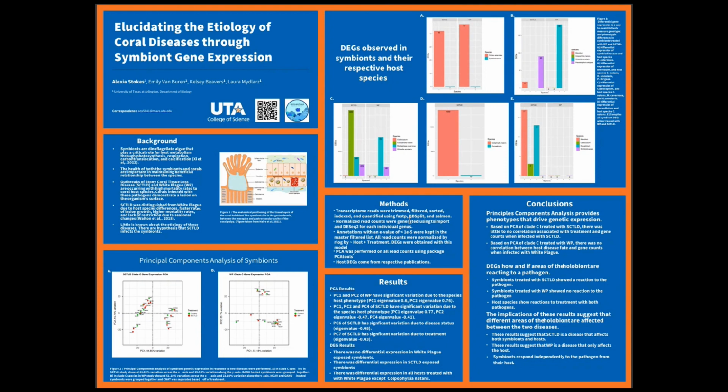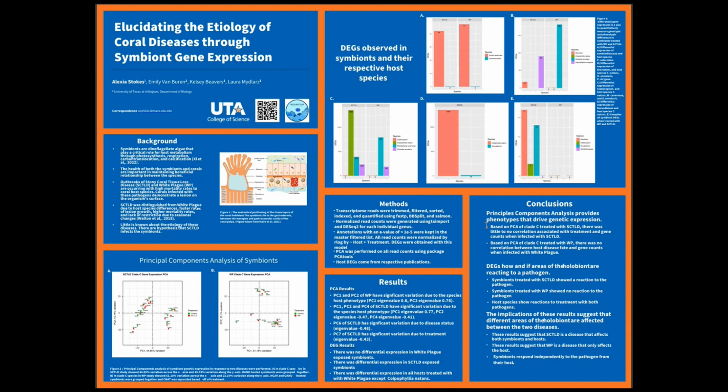Another thing that we have done is principal component analysis, which shows what variation is present in all the samples' genetic expression. We can use eigenvalues to determine what phenotype is driving these variations. The phenotypes we measured are disease status, treatment, and host species. Disease status represents the state of the coral holobiont based on whether it is healthy, exposed, or diseased. And we did this analysis based on data collected from clade C.